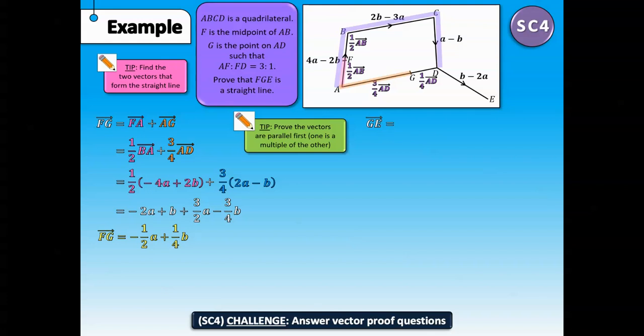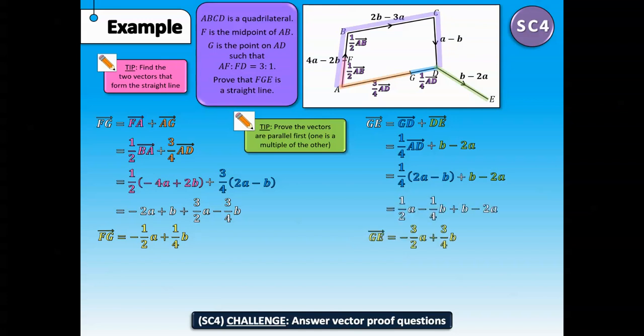Then we find the vector GE. So GE is GD plus DE. GD is 1/4 of AD, and DE is b minus 2a. So AD we already found is 2a minus b. So we expand the bracket and then we simplify.